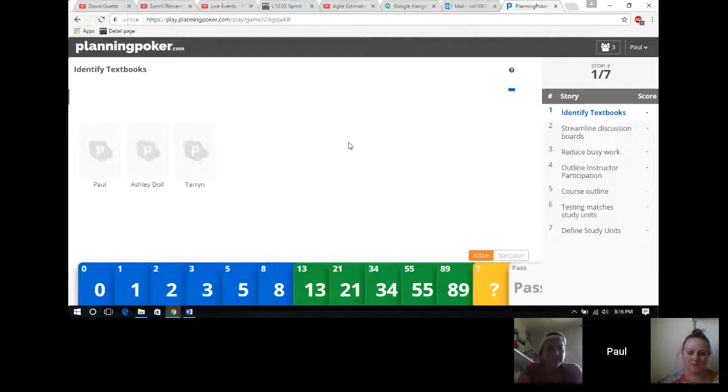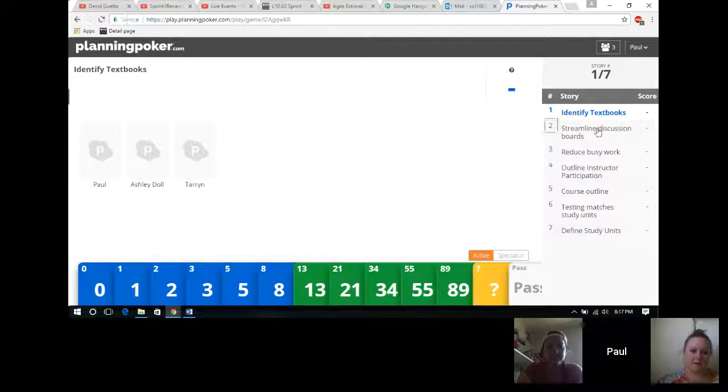All right, we're Team 6, and we're gonna be doing our planning poker right now. So in our team meeting, we have Taryn and Ashley, and then myself, Paul. On the right-hand side, you'll see the user stories that we've identified for our project. Our project is restructuring this class, and we thought that these were relevant stories to include.